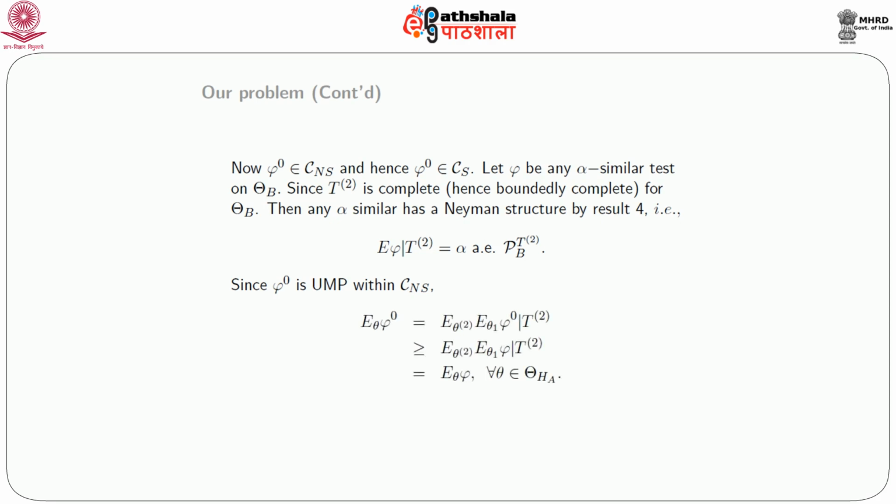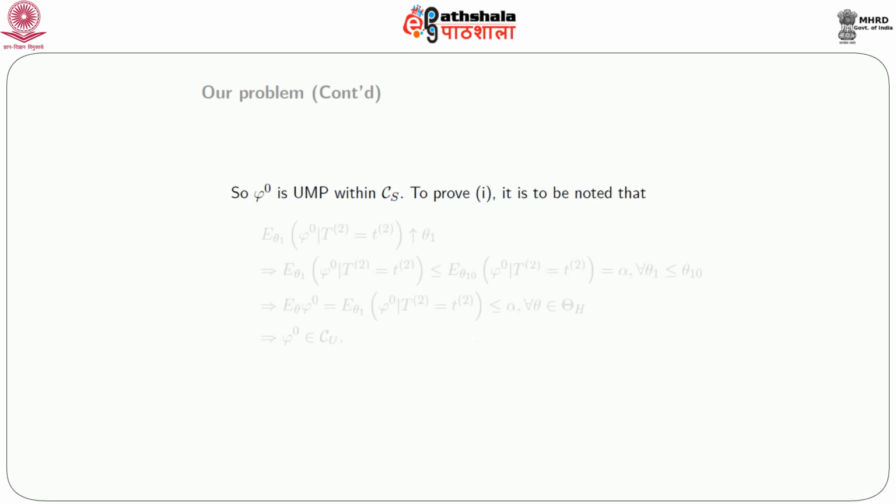Expectation under theta of phi naught is equal to the expectation under theta2 of the expectation under theta1 of phi naught given T2, and this is greater than or equal to the expectation under theta2 of the expectation under theta1 of psi given T2, and this is equal to the expectation under theta of psi, for all theta belonging to Theta_HA. So phi naught is UMP within the class of all alpha similar tests, C_S.